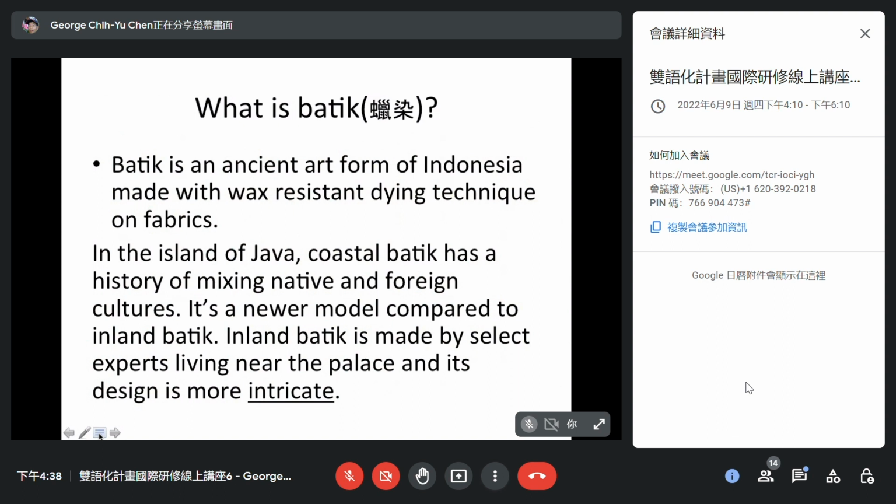Before we go further into discussing batik, when you look at Indonesia, a lot of history and culture came from the island of Java.